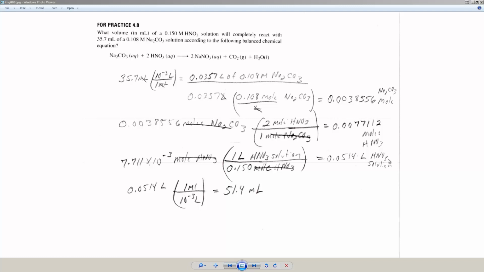The question asks for milliliters, so we do one more step and we convert. Some of you will have noticed that up here we multiplied by 10 to the negative third, and here we divided by 10 to the negative third. So we could have skipped that step. But I'm really big into conversion factors and canceling units out. What has always concerned me is if I tell you you can skip that now, at some point you'll skip it when you can't.